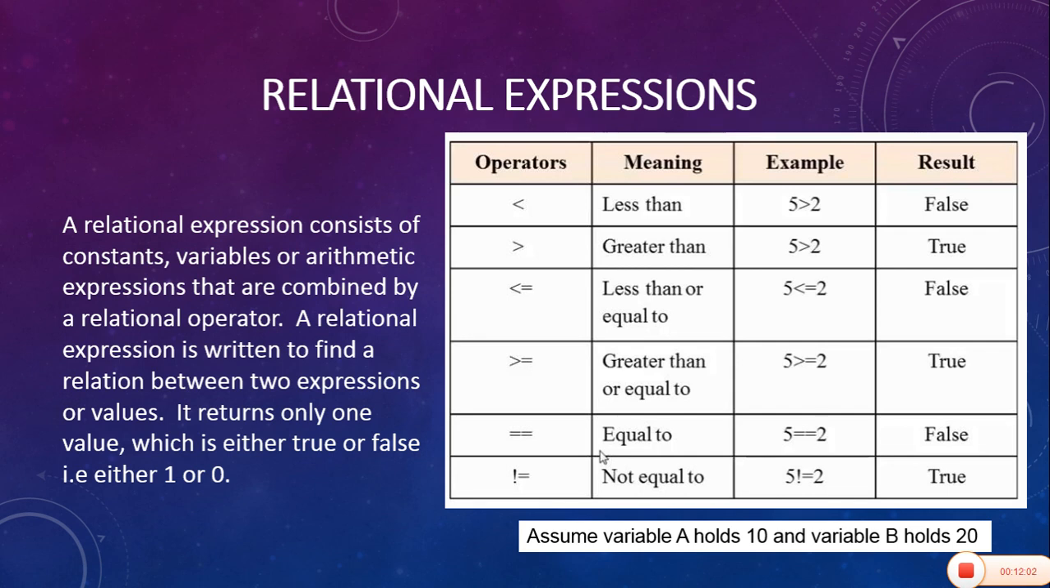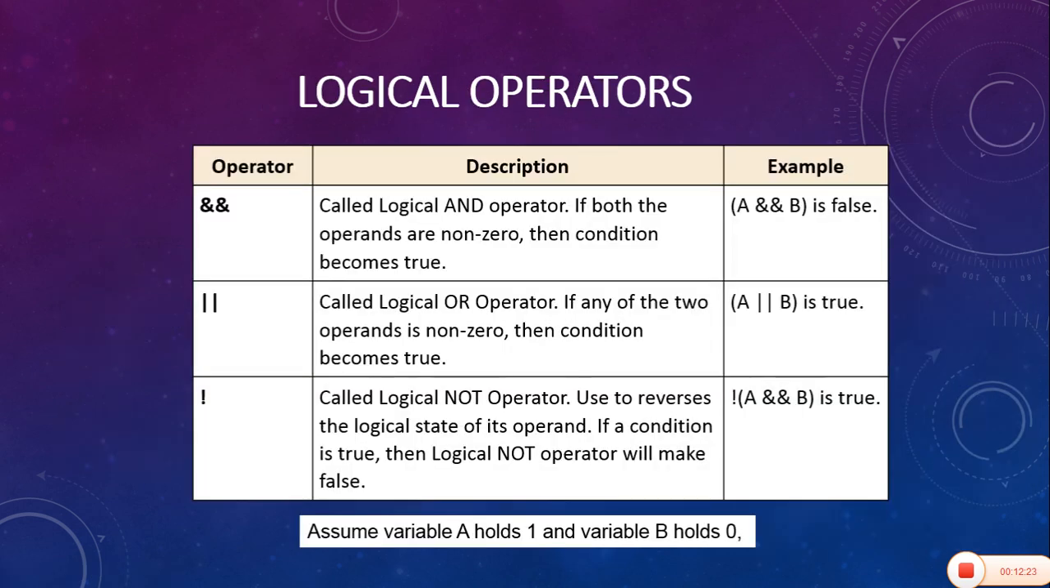The next is the equal to sign. If the two values are equal to each other, then the answer will be true. And this is for not equal to. If the two values are not equal, the symbol over here is the exclamation mark followed by the equal to sign. It is used as the not equal to relational operator.